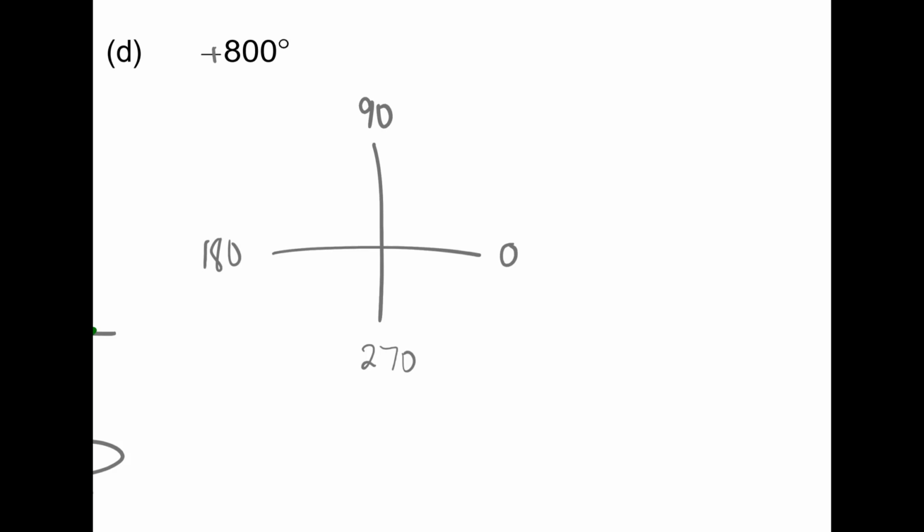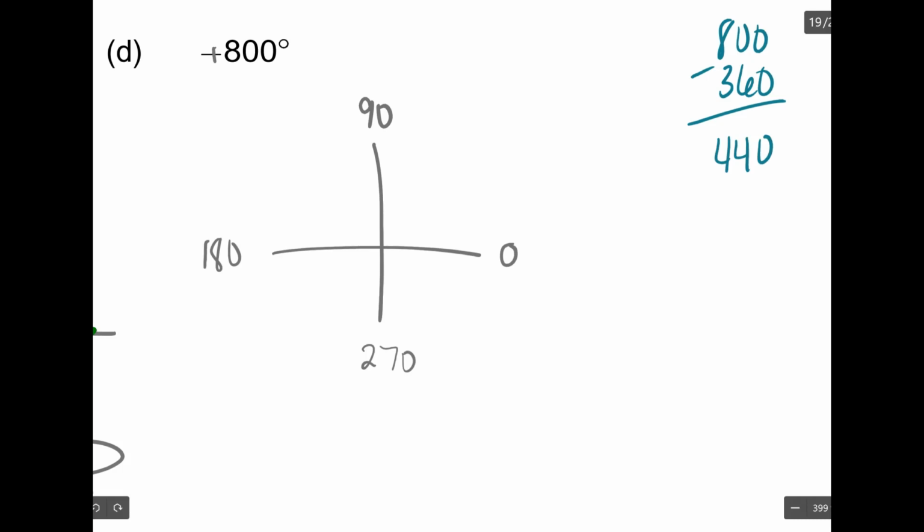I got it. 800 is going to be, well, that's more than one time around. So if I subtract 360, what do I get? You get 440. Wait, that's still more than one time around. So let's subtract 360 again. 80 degrees? Yeah. Okay, so what this means is I subtracted 360 twice. So I'm going to go around the circle twice, and then I'm going to go to 80 degrees.